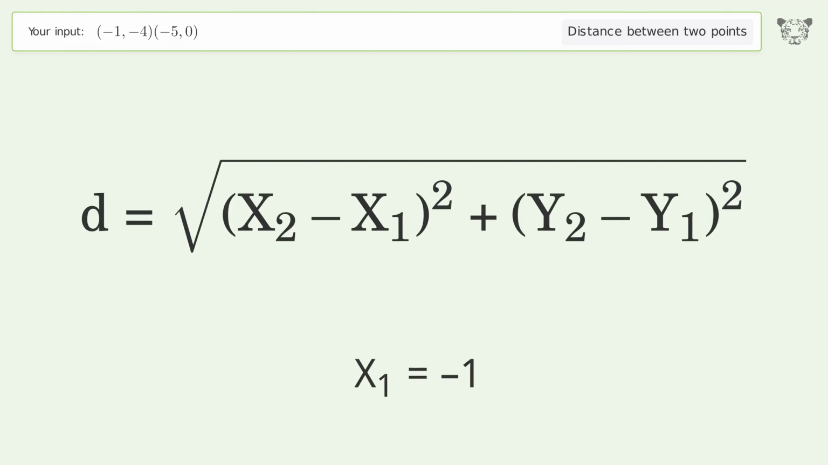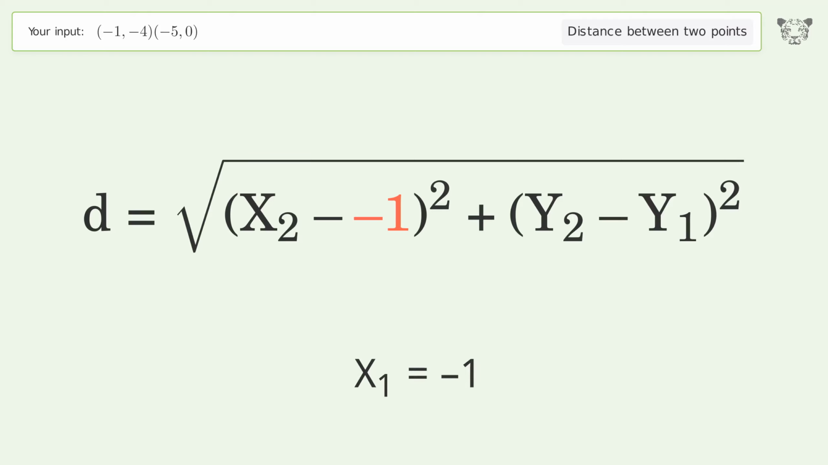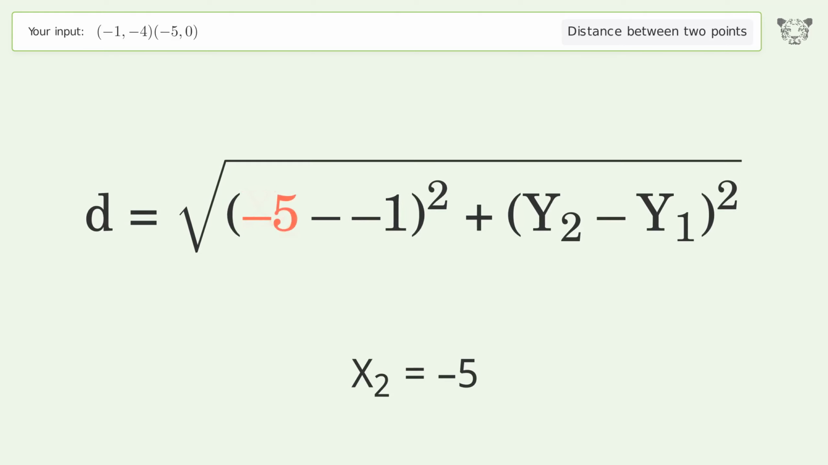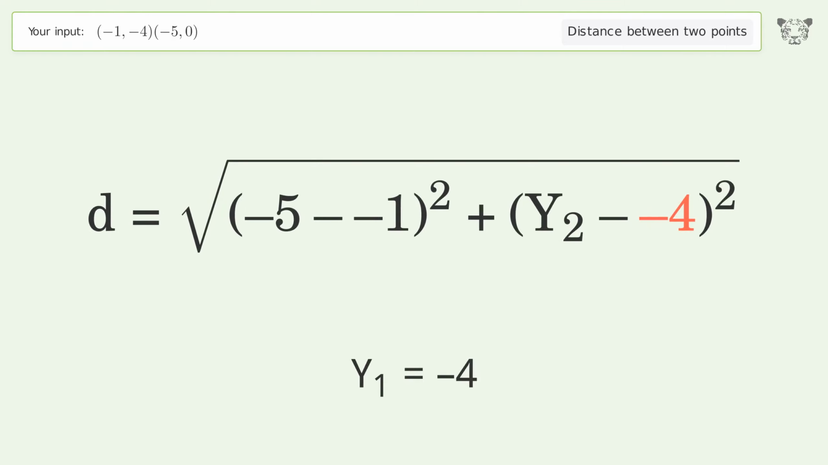x1 equals -1. x2 equals -5. y1 equals -4. y2 equals 0.